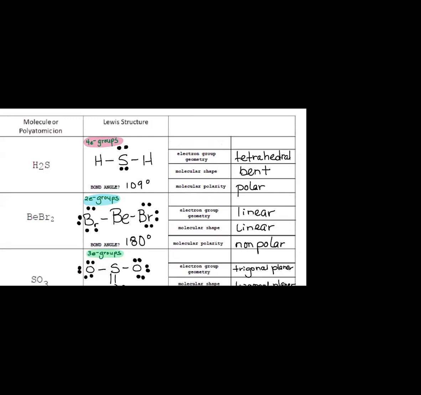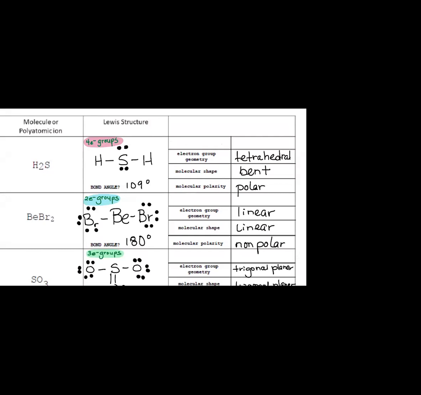Look at the beryllium. Beryllium, think about it. You're at beryllium, you're holding things next door. Are you holding bromines on either side and you're linear? The answer is yes. If you're linear, if you want to be non-polar, you need to hold things that are the same on either side.